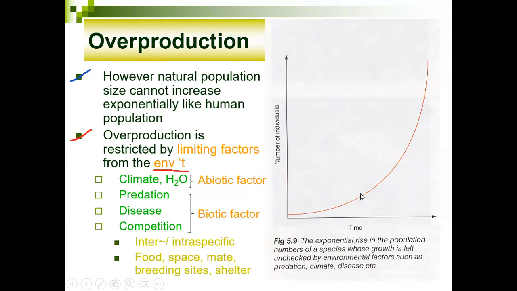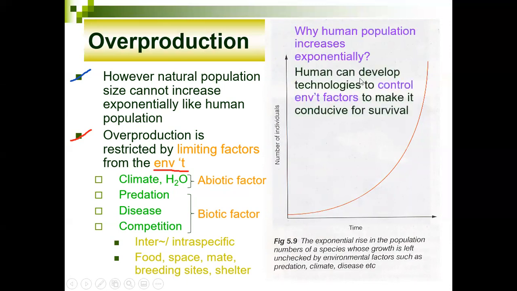But for humans, we are different. Human population size increases exponentially because we can develop technologies to control the environment so it's conducive for us to survive. For example, too hot, turn on the aircon. Too cold, turn on the heater. Water too cold, use a heater. Not enough, add pressure. Someone can massage, very good. Okay, human technology. Lazy to drive, put auto drive. Lazy to park, put auto park.